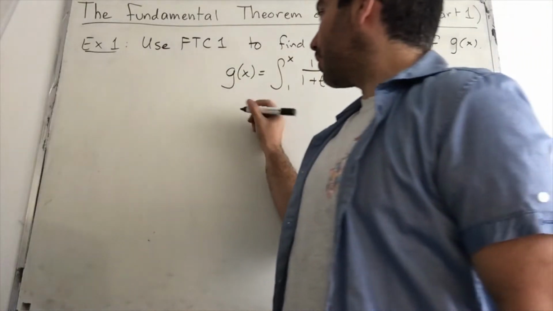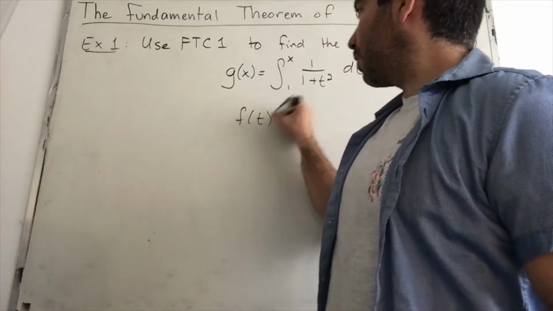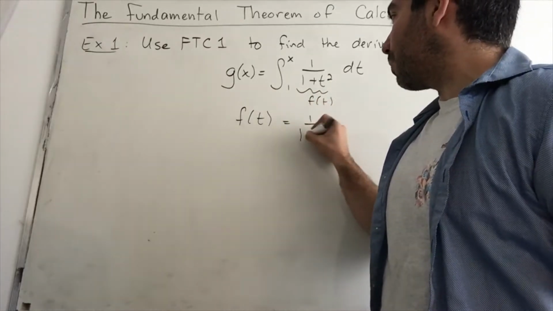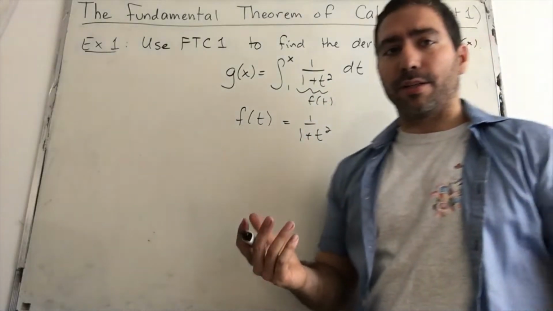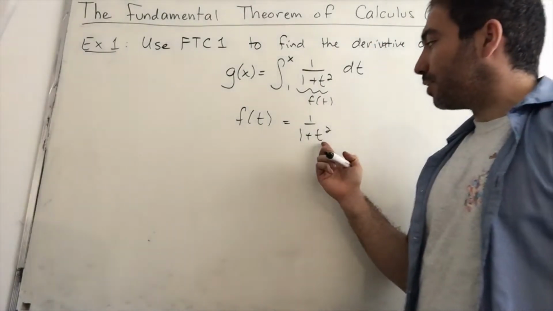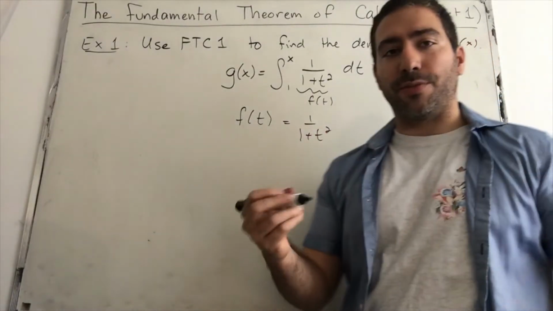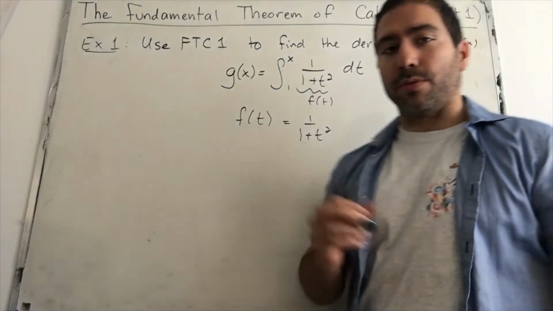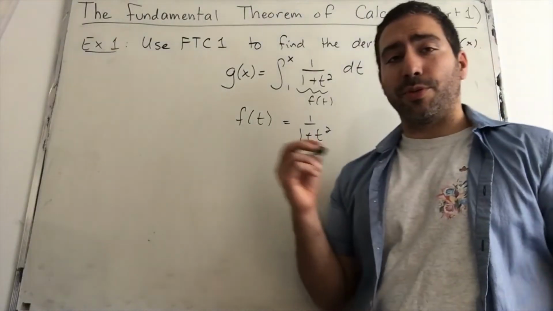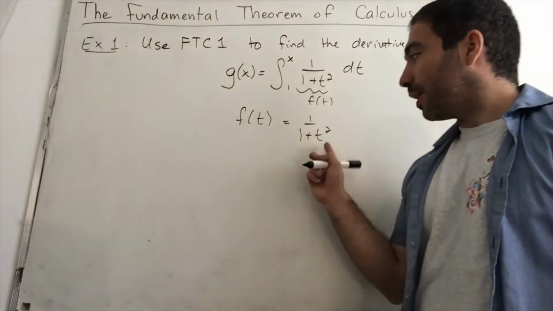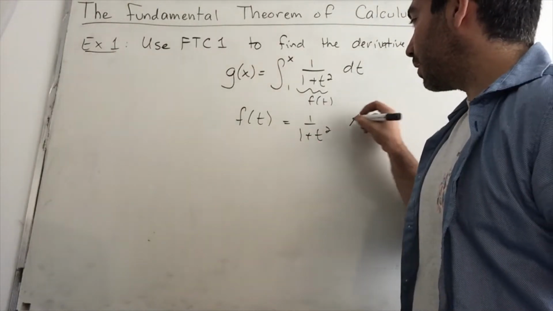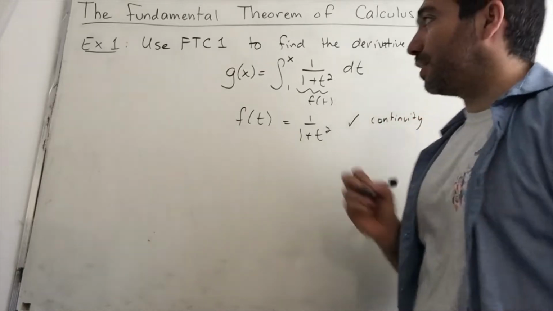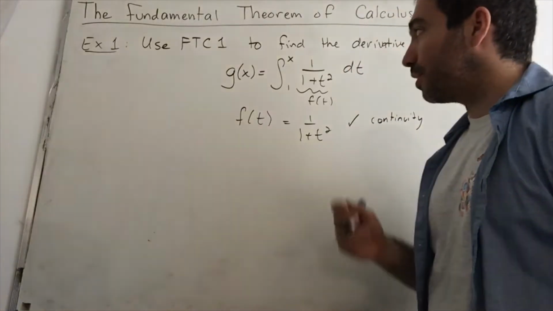So if we consider the function f of t, which is this guy here, we have 1 over 1 plus t squared. Is this function here continuous? Well, yes, because no matter what you replace your t with, you'll never have a division by 0, because this value here is squared, and you're adding 1 to it. So this is always going to be a positive value. The smallest number you could have for t squared is just 0, and then you're adding 1 to it, so this is okay. This is continuous. So we have continuity, which is one of the requirements of FTC part 1. So the function is continuous, great.